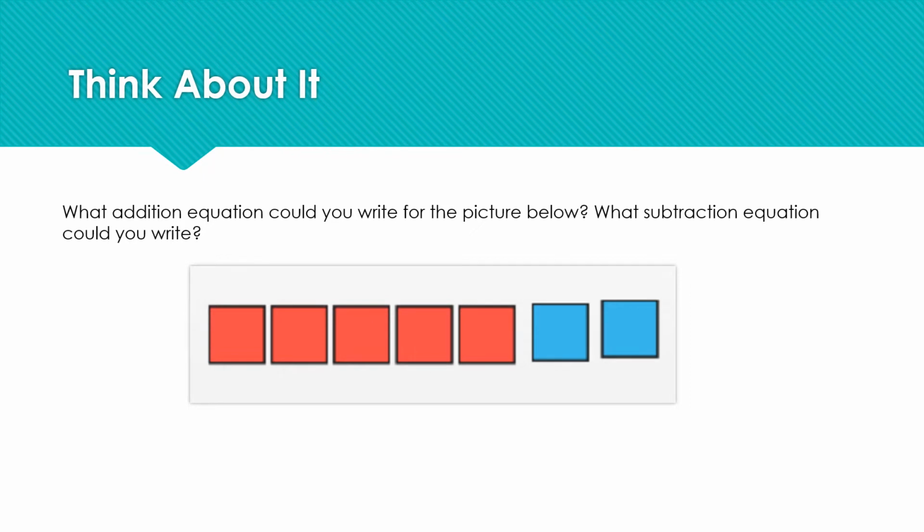What are some subtraction equations that you could write to match up with the picture? Tell somebody in your house a subtraction equation that you could write. You might have said 7 take away 2 blue counters equals 5. Did anyone come up with another way? The other way to think about it could be 7 take away the 5 red counters equals the 2 blue counters. So there are a few correct answers to this problem.